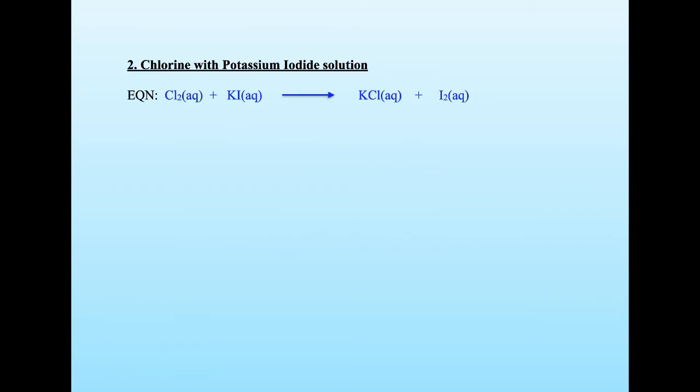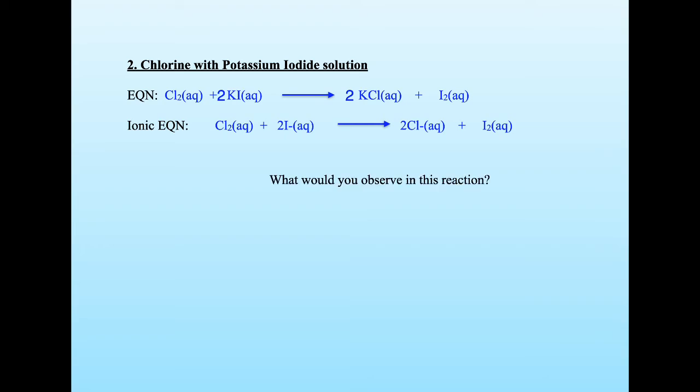Let's look at the next example, chlorine with potassium iodide. Same kind of idea. That's the balancing. That's the ionic equation. Here, what would you see? Well, you've got a colourless solution and a colourless solution. In this case, we get another colourless solution, but iodine solution is not colourless. It's a reddy-brown colour, isn't it? So a red-brown solution is formed.